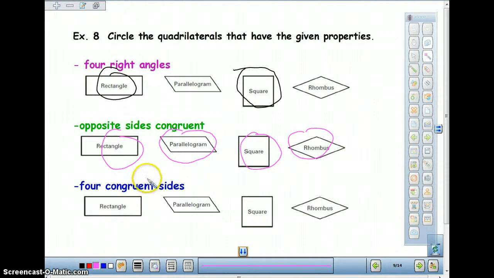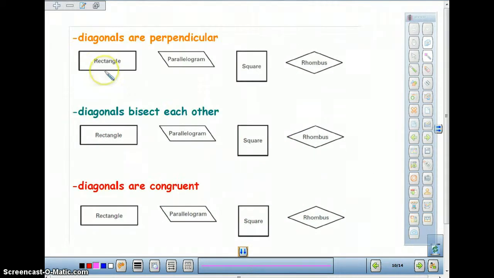4 congruent sides, we know that a rhombus has 4 congruent sides and that a square has 4 congruent sides. Okay. Another property is that diagonals are perpendicular. That is true in a rhombus because all 4 sides are congruent. If we know about a square, we also know that all 4 sides are congruent in a square. So the properties of a rhombus also hold true for a square.